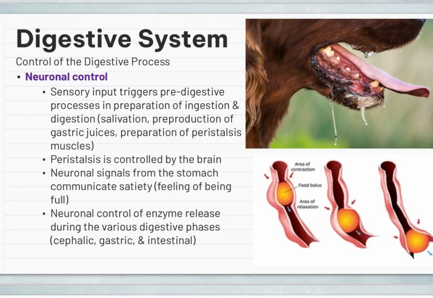Neural control of enzyme release during the various digestive phases as well. So this would be like cephalic, gastric, and intestinal.